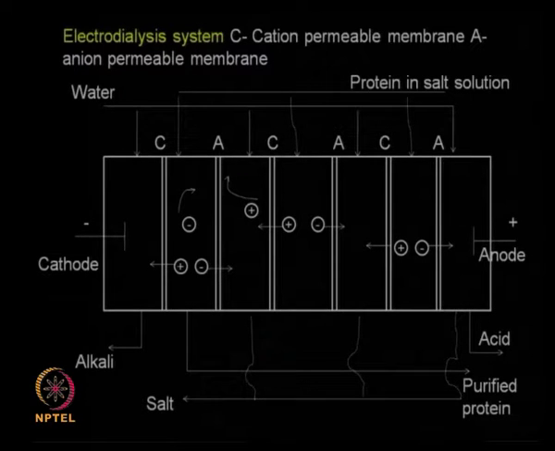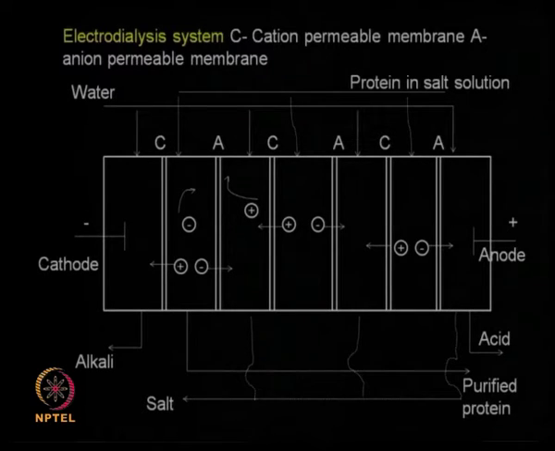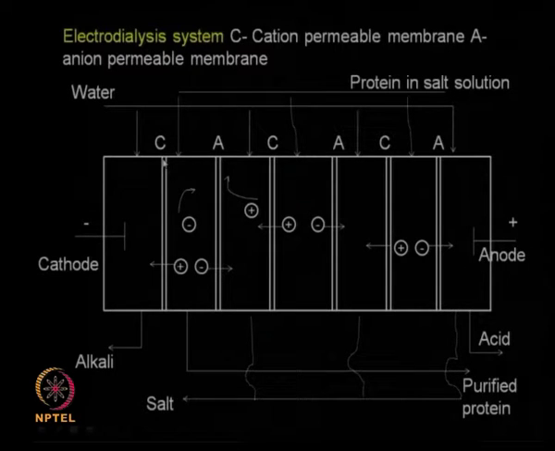Now, let us go to something called electrodialysis. Electrodialysis, as the name implies, electro, we apply a very large potential difference. When you apply a large potential difference, cations will go to the cathode, anions go to the anode, and they get separated out because of the large electric force. And we have cation selective membranes and anion selective membranes.